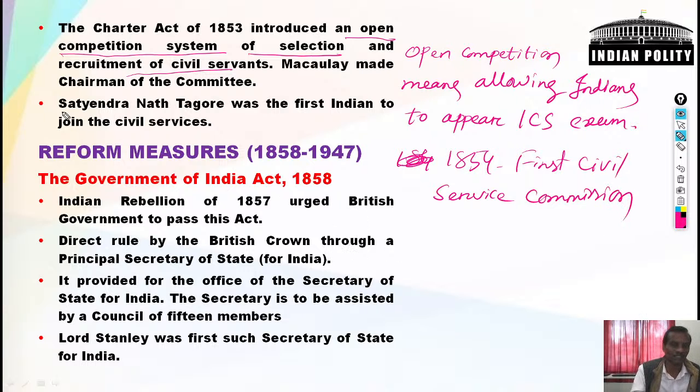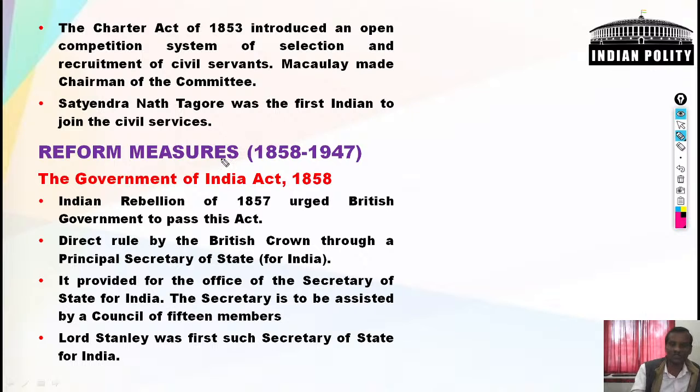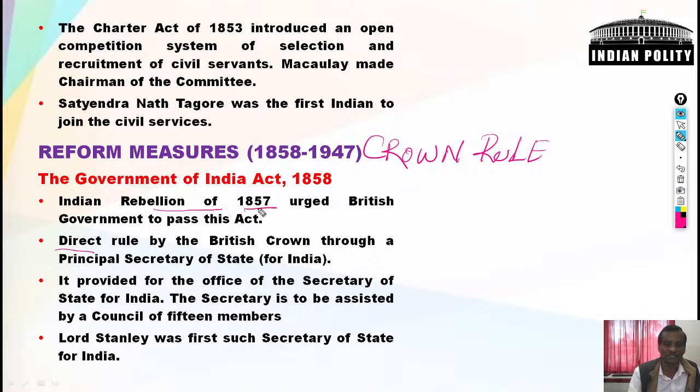And Satyendranath Tagore became the first Indian to join the civil service examination. So, first ICS officer. Then began the Crown Rule. That is called Crown Rule. So get some idea about that. Crown Rule means that direct rule began. So it was after the rebellion of 1857.